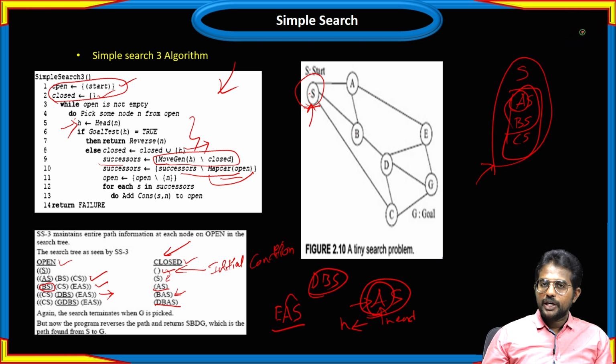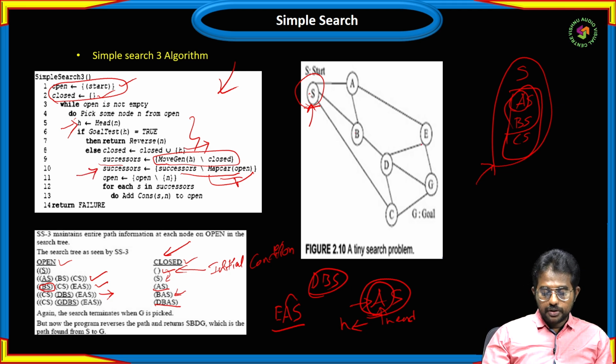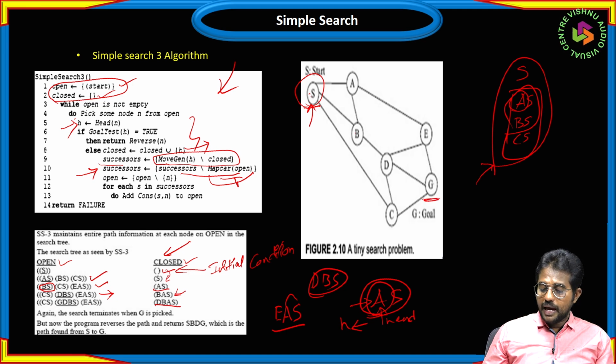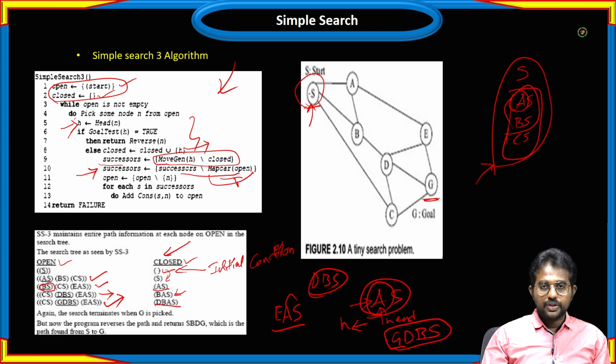After that, I will try to delete the elements which are already present in the open, using this statement. Here, C was already in the open, and E was also already in open. So I will ignore C and E, and I will directly add only G. G's parent is D, D's parent is B and B's parent is S. So this GDBS will be added to open. So we have added GDBS. Now we have three elements, that is CS, GDBS and EAS.